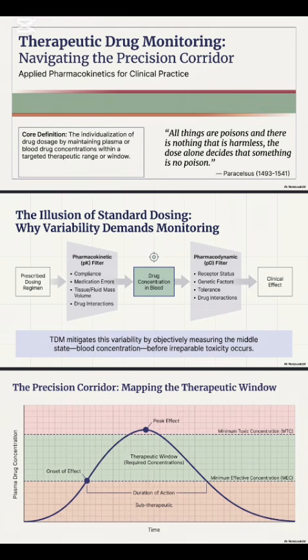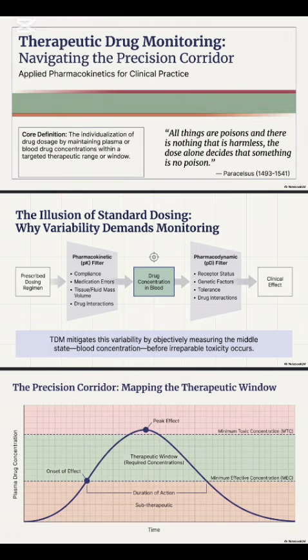Alright, so what exactly is therapeutic drug monitoring? It is basically the individualization of drug dosage by maintaining plasma or blood drug concentration within a target therapeutic range or window. From our videos on pharmacogenetics and pharmacovigilance, we've seen that different persons respond to drugs differently. There might be a difference in the way their body handles the drug, the pharmacokinetics, or the way the drug affects them, which is the pharmacodynamics. At the end of the day, this will lead to a difference in clinical effects.